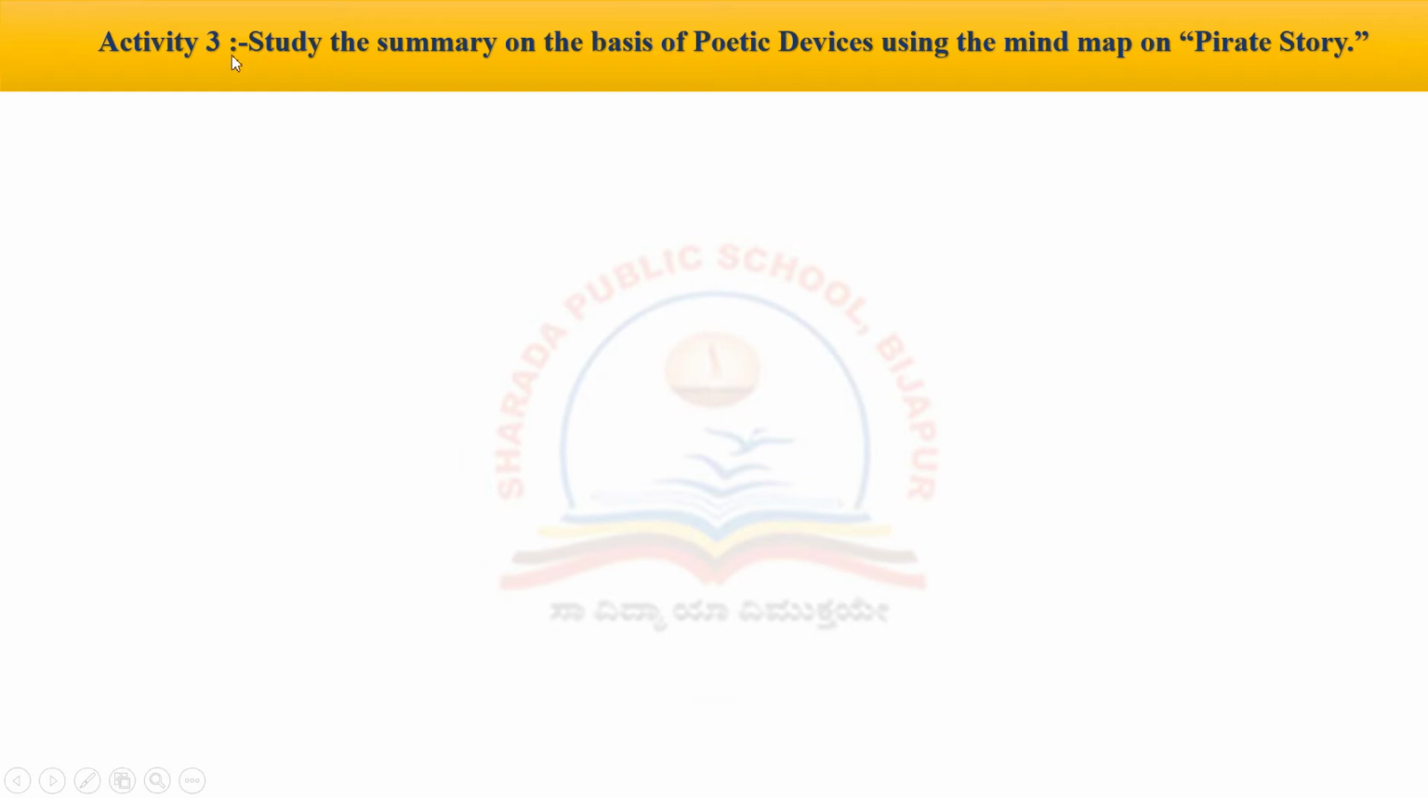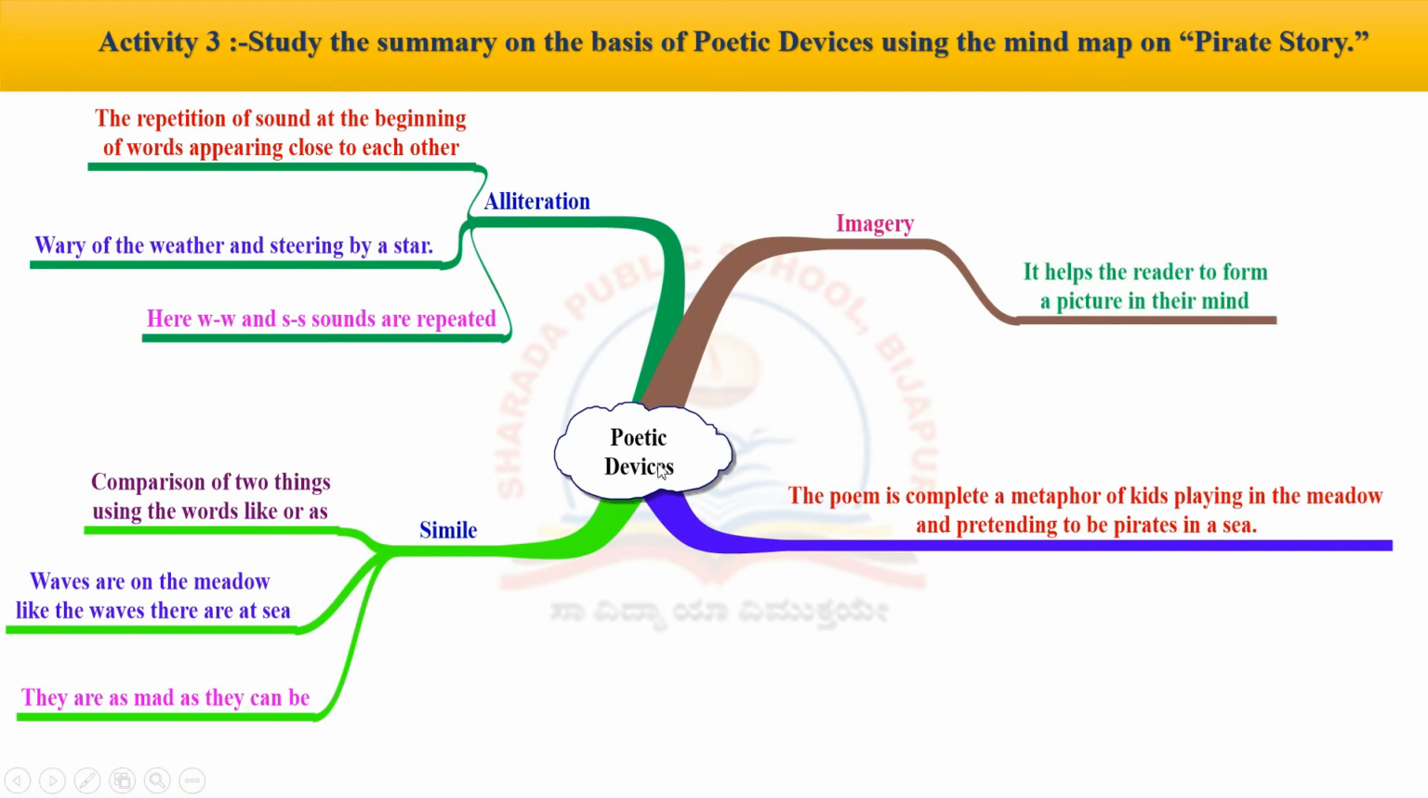Activity 3. Study the summary on the basis of poetic devices using the mind map on Pirate Story. Poetic devices are imagery, alliteration, and simile. Imagery. It helps the reader to form a picture in their mind. Alliteration. The repetition of sound at the beginning of words appearing close to each other. Wary of the weather and steering by a star. Here, W and S sounds are repeated.